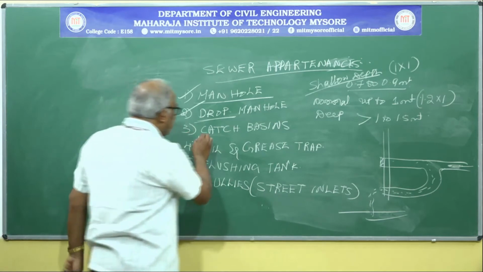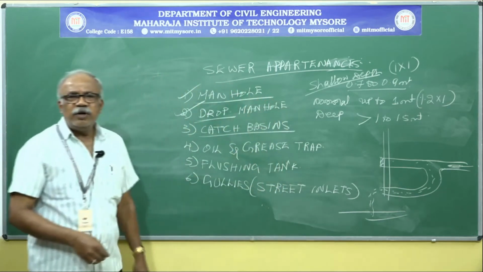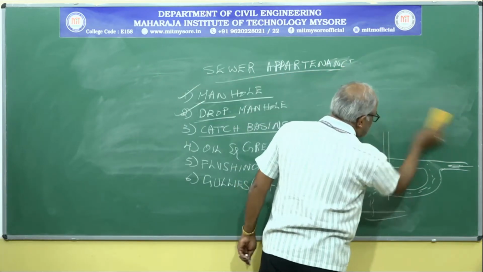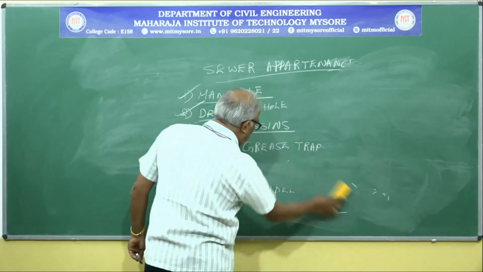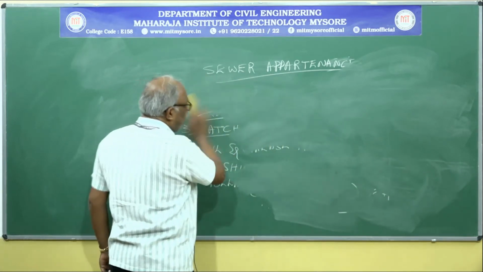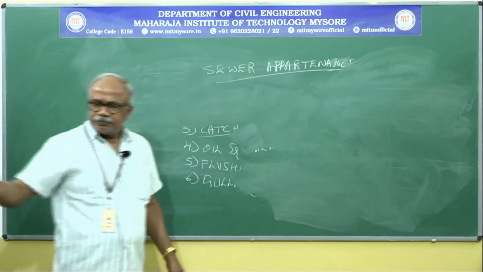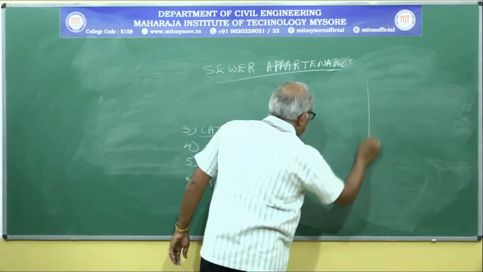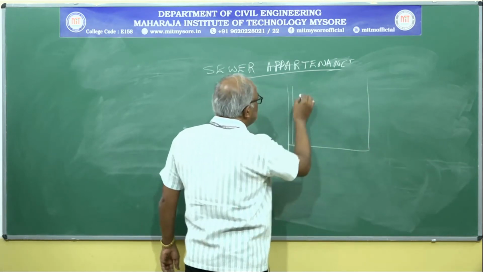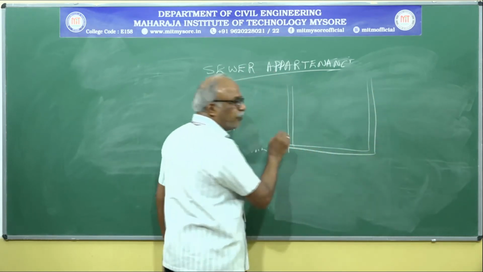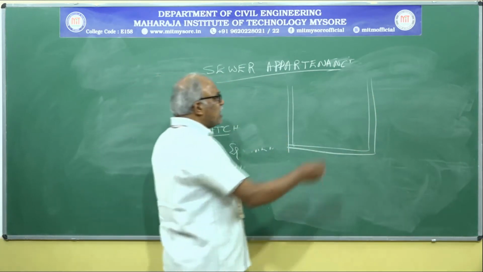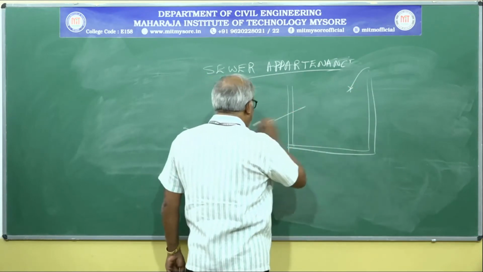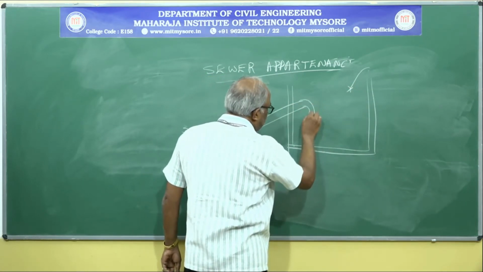So, what do you mean by catch basin? Normally, this is also constructed with heavy structures while collecting the sewage. This is also normally in rectangular or square form. Whatever sewers we are getting, there will be a pipe provided like this.